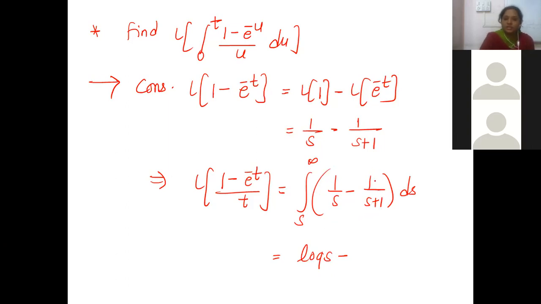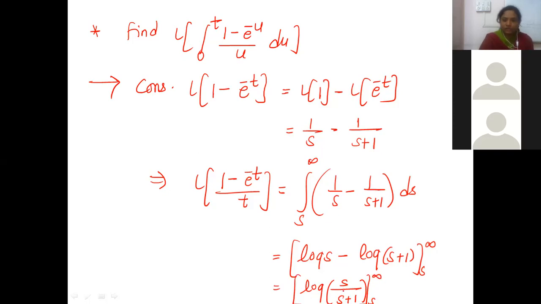Right. Is the derivative of the denominator present above in the numerator? Yes. So the derivative of s is 1, and in such cases the integration is log of the denominator. So log of s plus 1, and this is from s to infinity. But this is log a minus log b, that is log a upon b. Right: log of s upon s plus 1, from s to infinity.